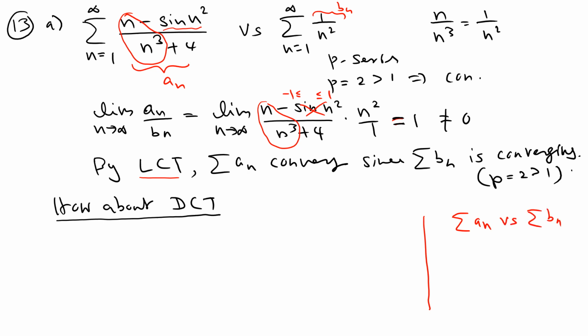So you can use the direct comparison test if a_n is less than b_n, where b_n is a converging series. So if you can bound above by a converging series, then the small one converges. That we know. And the other one is bounded below by a diverging series. See the direction. So this will diverge.